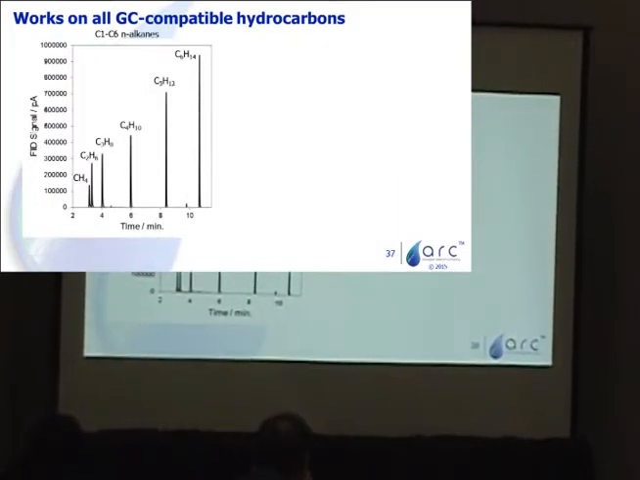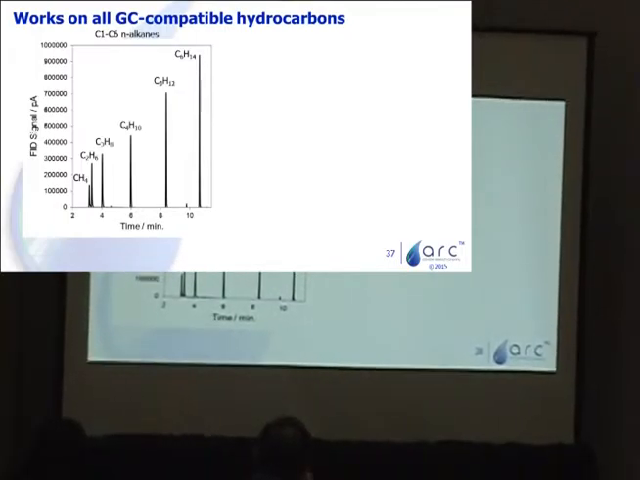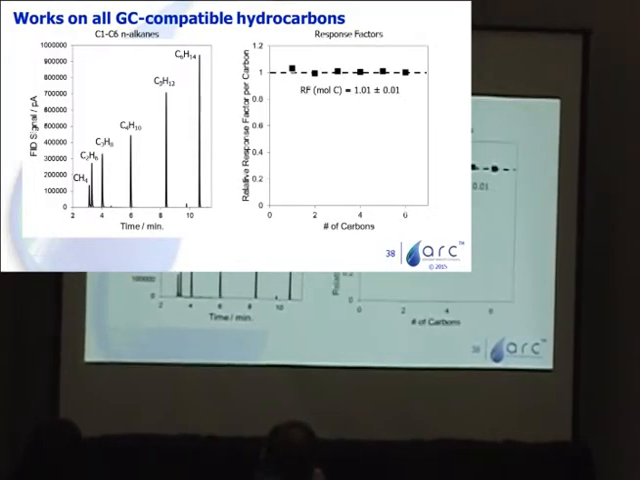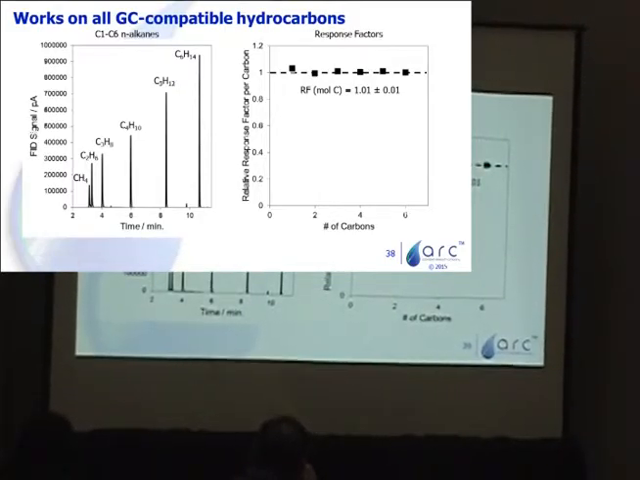We can also look at a calibration mixture of C1 to C6 alkanes, gases. And here is, again, the chromatogram. Everything's converted to methane in this case as well. And we see response factors that are 1 within error for these as well.